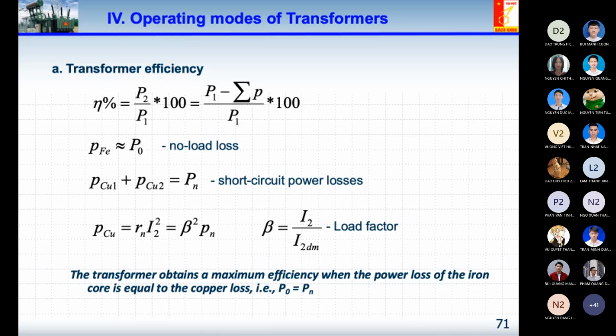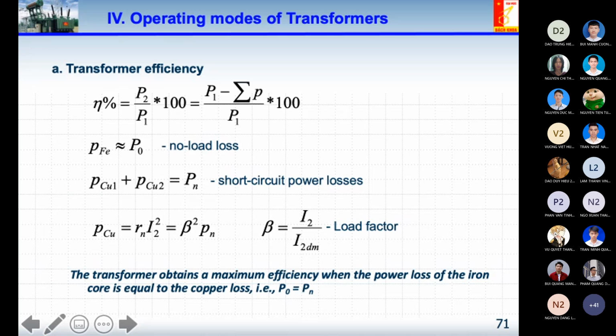And also here you can see PCu is equal to Rn multiplied by the square of I2 here, and equal to this one. And beta is the load factor, as I said before. And beta is equal to I2 divided by the rated current I rated here. So I2 is the current flowing in the load. You know already, the current in the load depends on whether it is an inductive load or a capacitive load. Of course we get beta here.